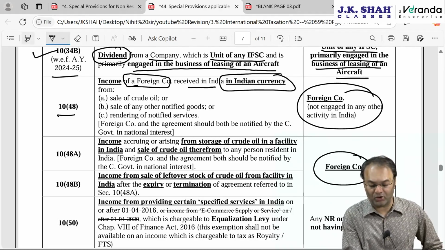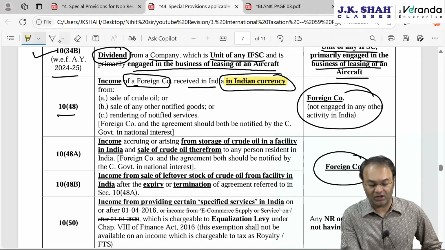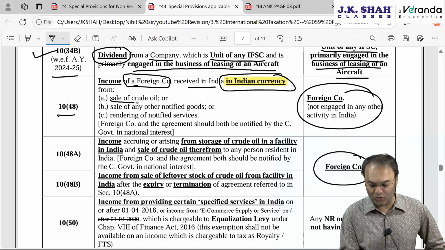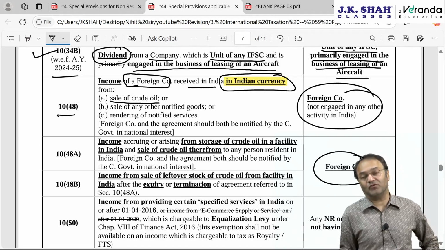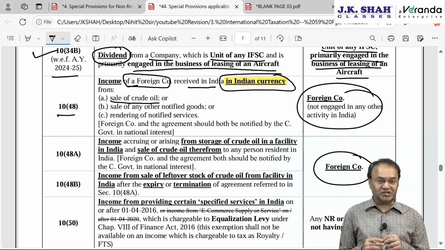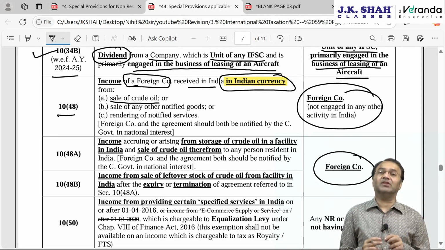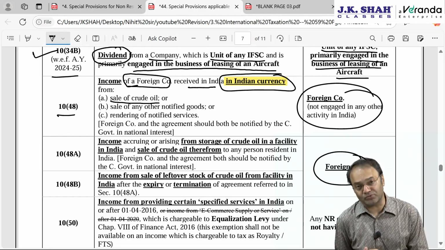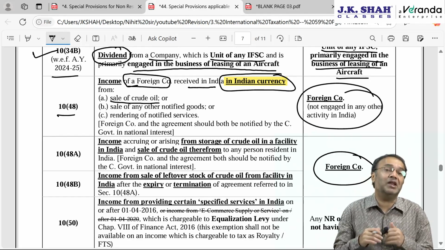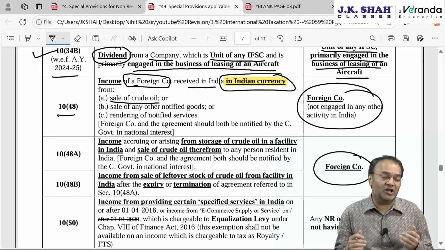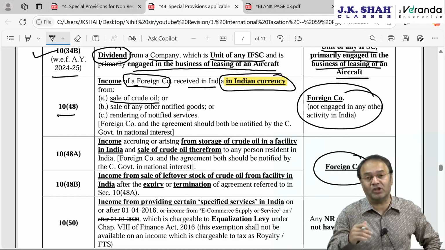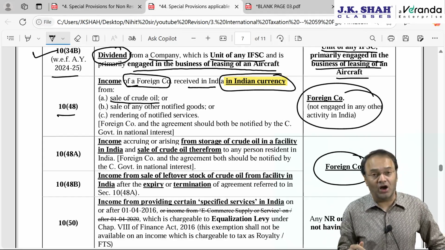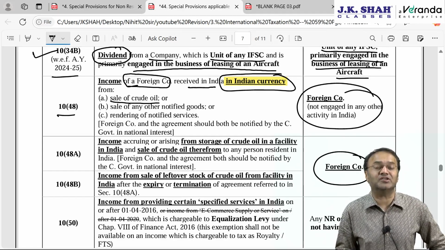This is the most important condition. Income is received in Indian currency, not in foreign currency, not in dollars, from sale of crude oil in India. From sale of crude oil. Now initially this 10(48) exemption was only with regard to sale of crude oil, but unexpectedly we received a very good response for this 10(48), and many foreign companies, not only oil exporting companies, even other companies selling other products, also agreed to deal in Indian currency as compared to dollars.